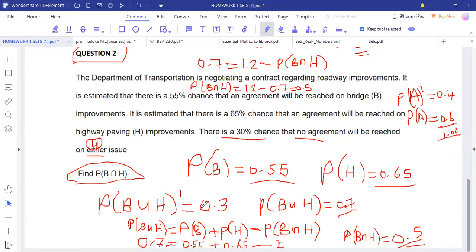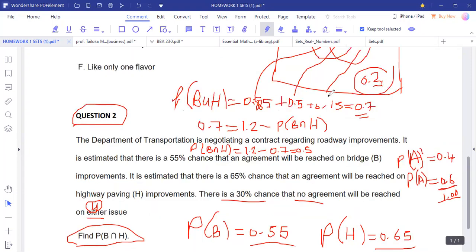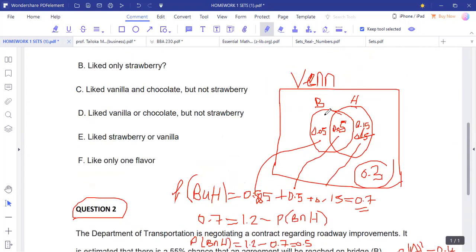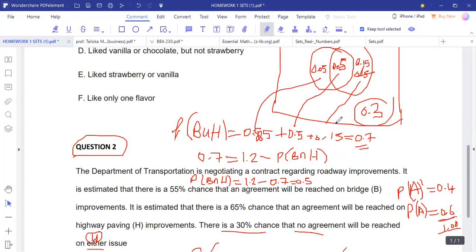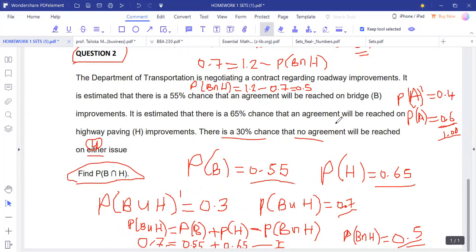Because what was not found on either issue was 0.3, meaning B union H complement was 0.3. So just manipulating that formula, this is how we actually obtained this solution. All right. Is that clear? Yes, sir. Okay.